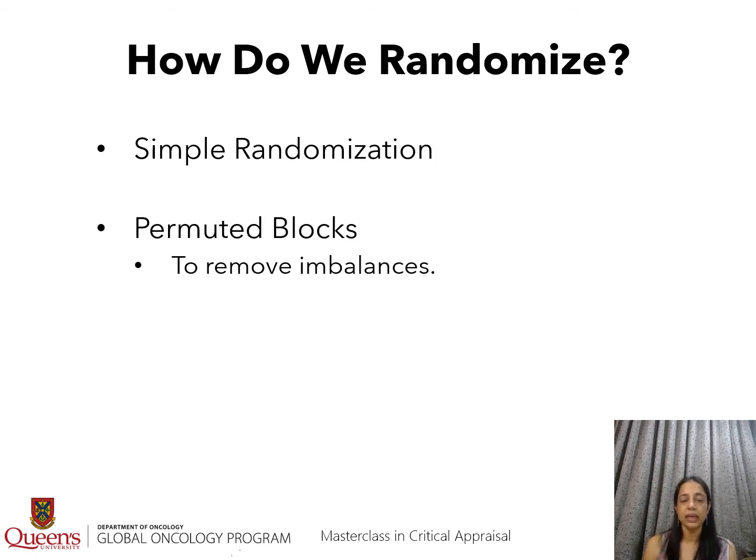A more advanced way is to use permuted blocks. This consists of blocks of varying sizes, for example 4, 6, 8, 10 or more. And randomization is carried out within each block. So if you had a block size of 4, the random sequence could be anything like AABB, ABAB, or BABA if you had to randomize between two groups A and B. What this ensures is that at the end of each block, you have equal numbers of participants in either of the groups and imbalances are removed.